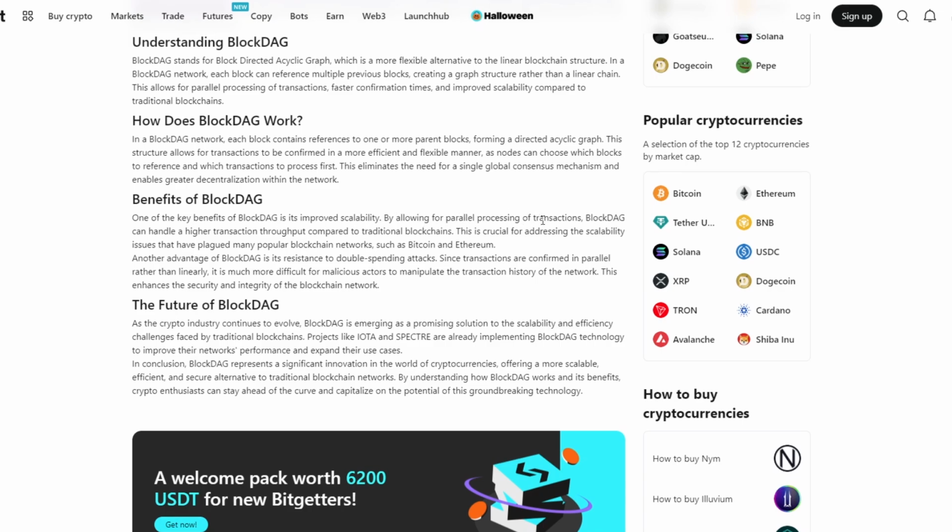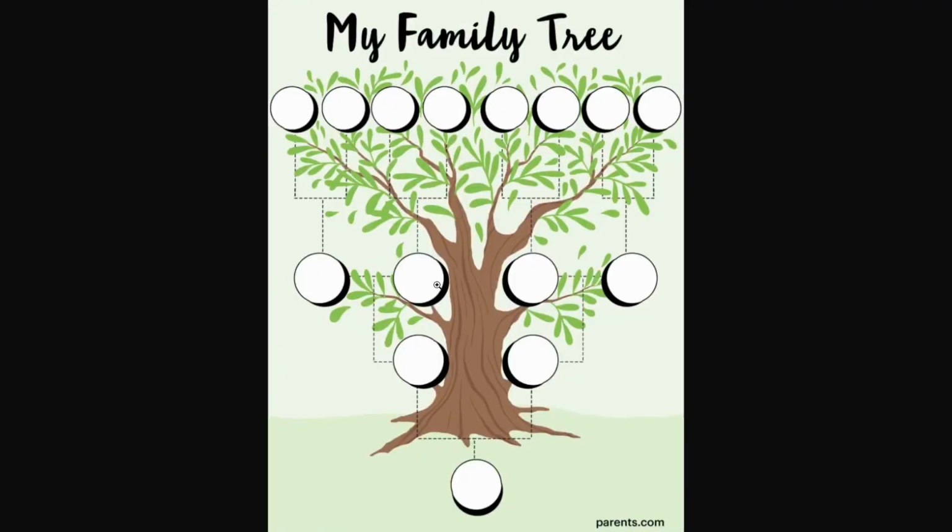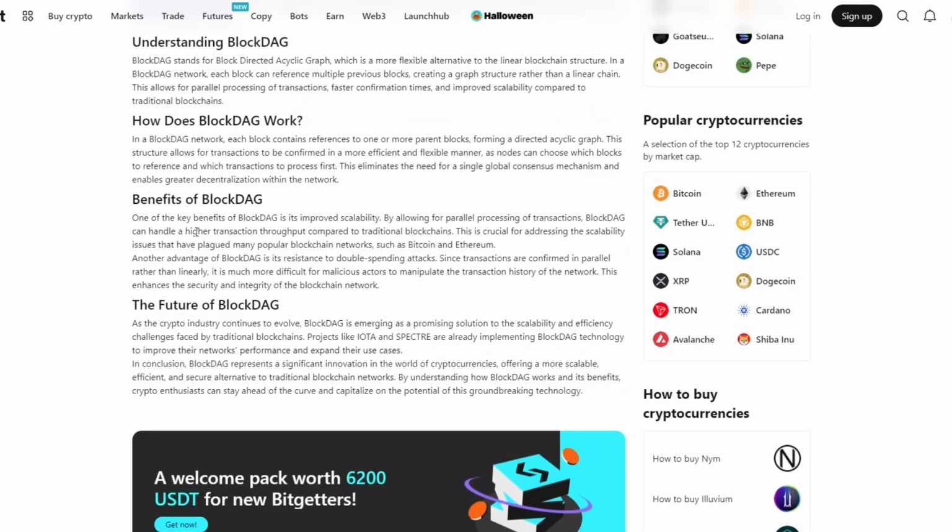So if you have two blocks at the same space in time, so two parents, they can reference into this block, and this block can also reference these two blocks backwards in time. And this means higher transactions and throughput compared to traditional chains. This is crucial for addressing the scalability issues that have plagued many popular blockchain networks such as Bitcoin and Ethereum.